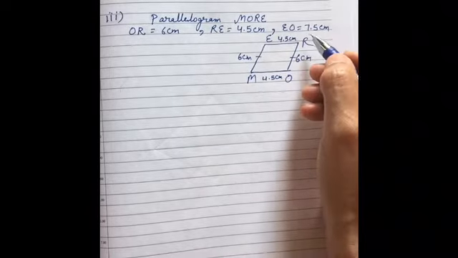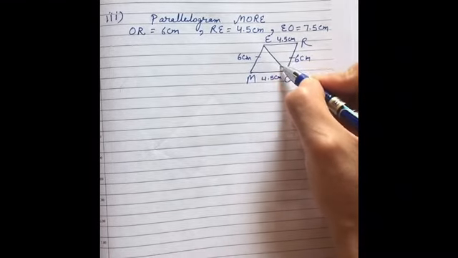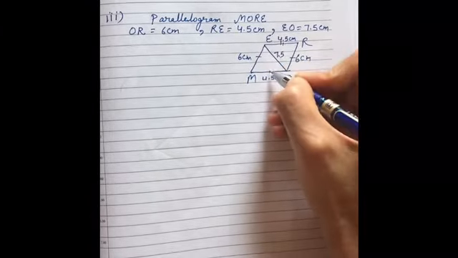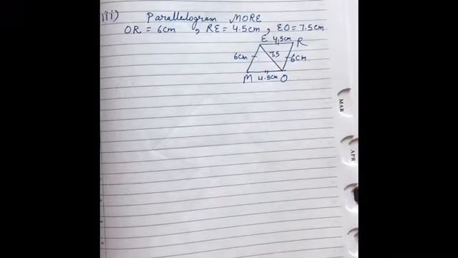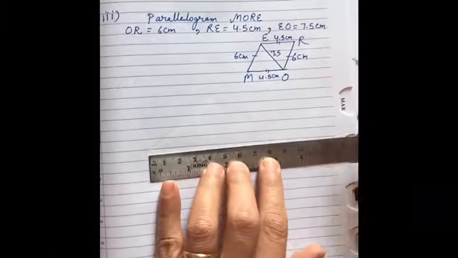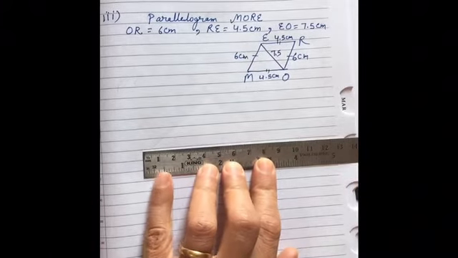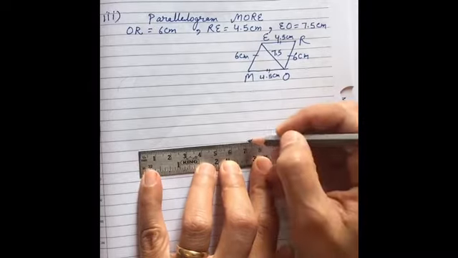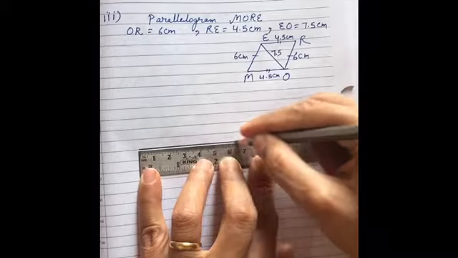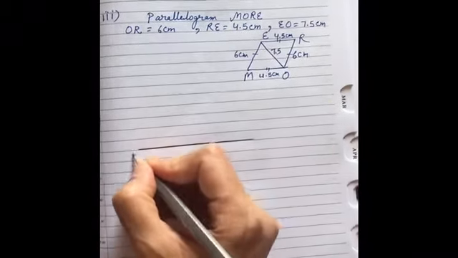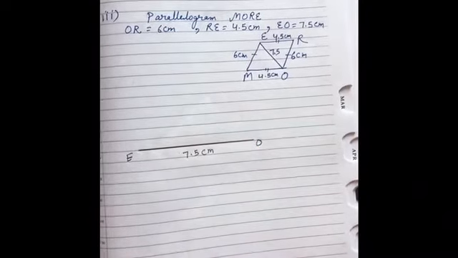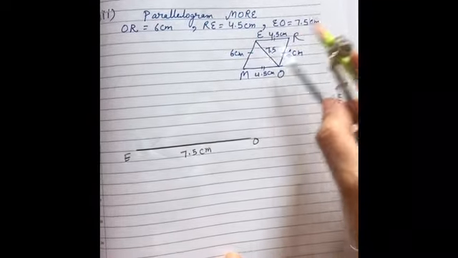Fine. And then we have EO. This is EO. This is 7.5 centimeter. Fine. So these two are equal. So what I am going to take, I will take 7.5 centimeter first. Let's go for it. So this is a 7.5 centimeter line, and this is EO, 7.5 centimeter. Now what I will do, I'll have to make these two triangles.